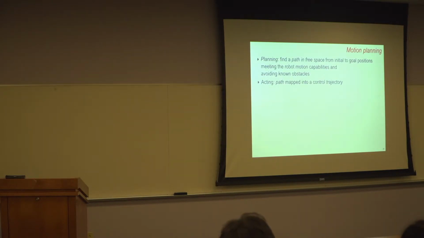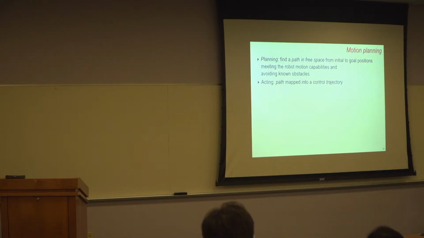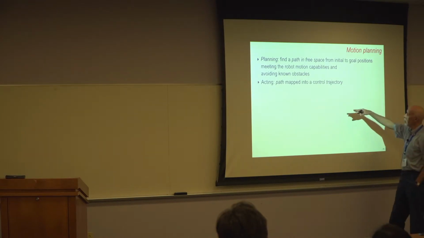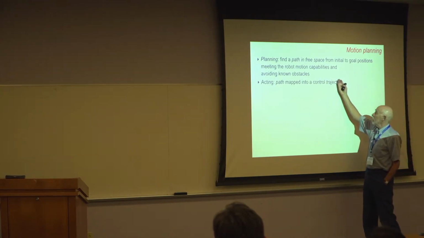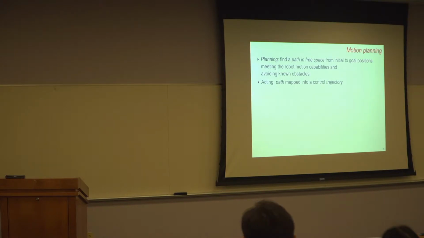So let's start with motion planning. The problem here is to find a path in free space from some initial to a goal position, meeting the robot motion capabilities and avoiding obstacles. So I have a description of the robot motion capabilities, which is what we call the kinematics. I have a description of obstacles, my initial position, and the goal position. And once I have this path, then at acting time, I find the control trajectories, that is, how to control my kinematics into a dynamic that will allow me to reach my goal.